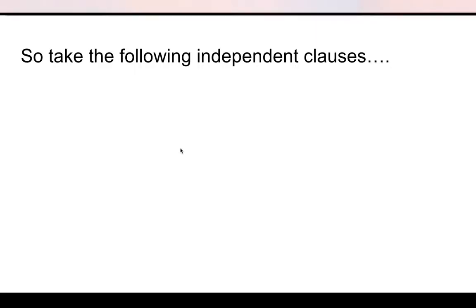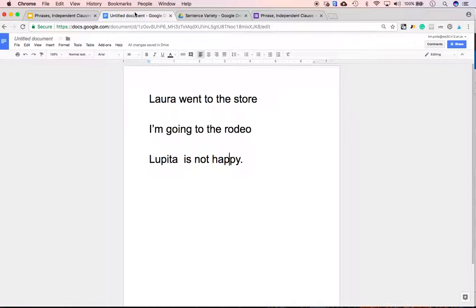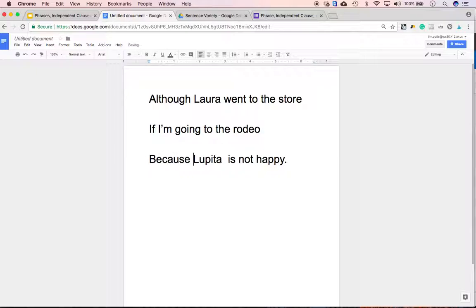So take the following independent clauses. Laura went to the store. I'm going to the rodeo. Lupita is not happy. These could all be sentences because they have subjects and verbs. They could stand alone. But notice what happens when I add a WHITE BUS word to them. So I'll say although. Although Laura went to the store. Let's say if I'm going to the rodeo. Because Lupita is not happy.